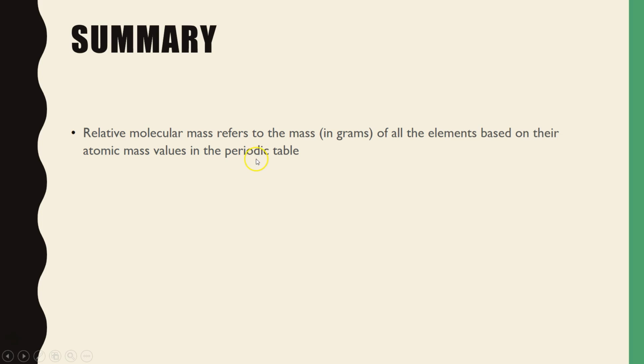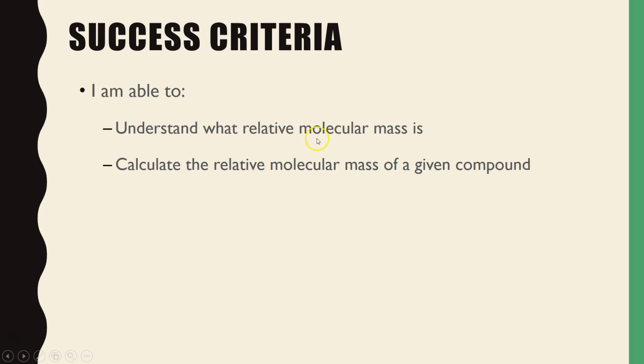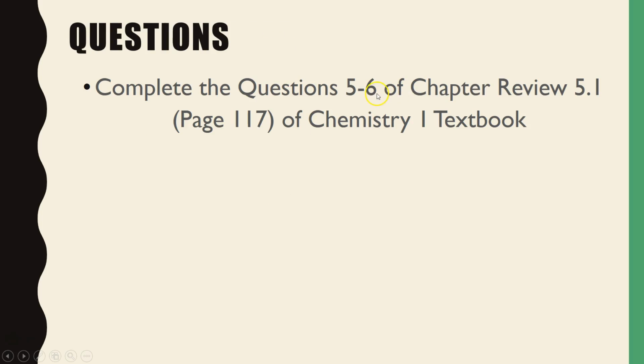In summary, relative molecular mass refers to the mass of all elements in a compound based on their atomic mass values in the periodic table. You should be able to understand what relative molecular mass is and calculate it when you're given a particular compound. These are the questions to complete for this lesson.